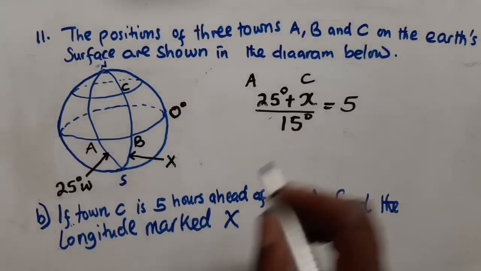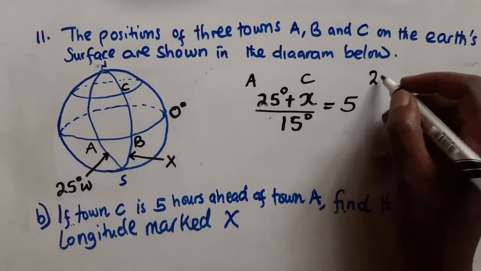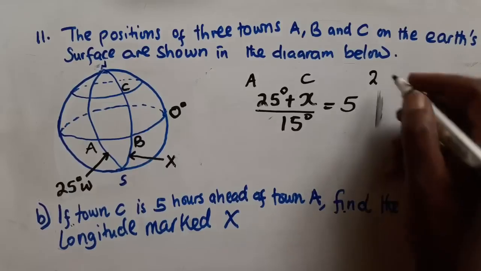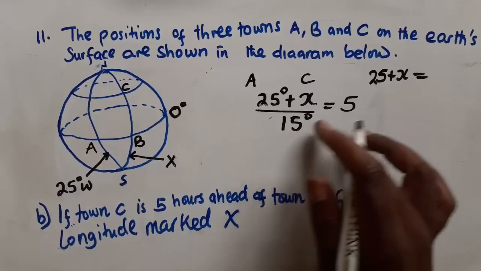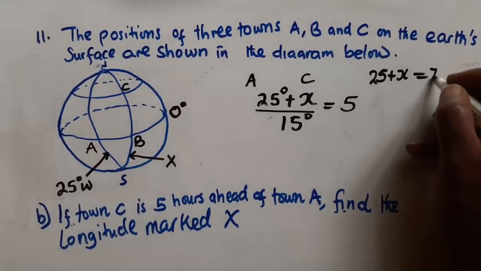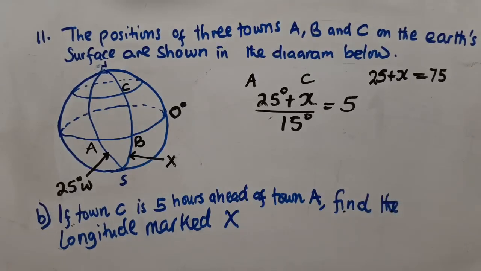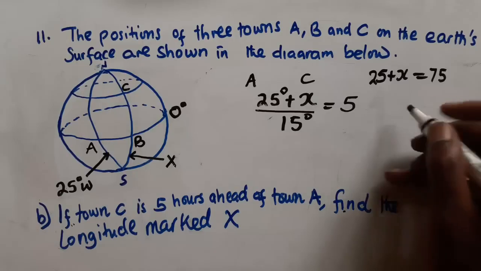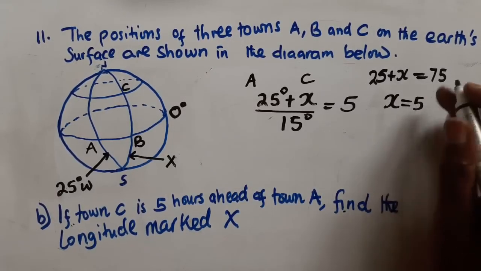So now we just have to solve this as an equation. We are going to have 25 plus x equals, we multiply these. When you multiply, what do you get? You're going to get 75. Alright? Am I right? You're going to get 75.